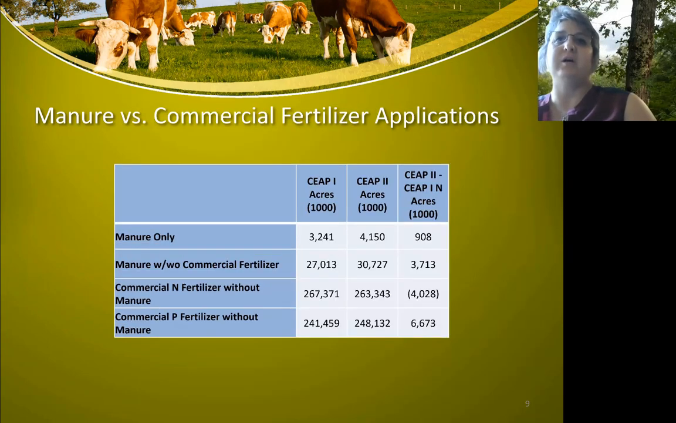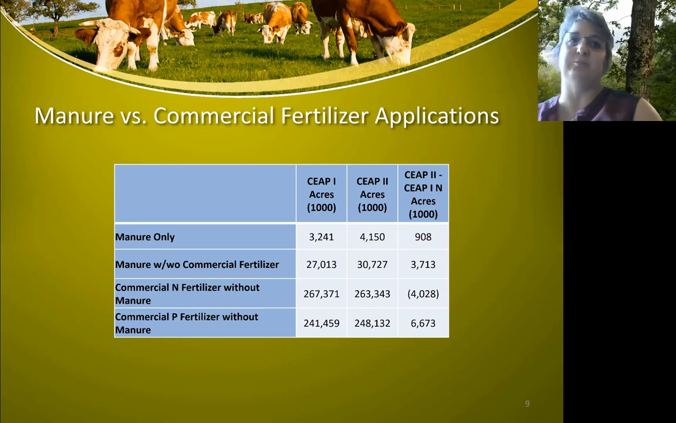When we compare manure to commercial fertilizer applications, we don't see a lot of change in the number of acres that apply manure only or those that apply manure with or without commercial fertilizer. We did see a drop in acres that applied commercial N without manure and an increase in acres that applied commercial P without manure. But still, overall, commercial fertilizers are remaining our biggest source of nutrients. So we have room to grow with manure.